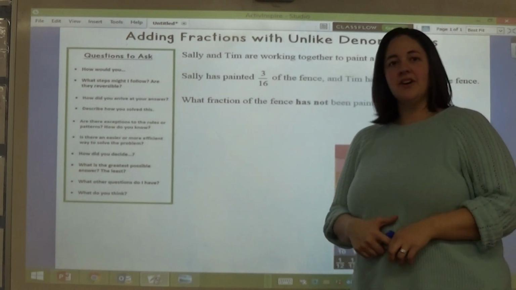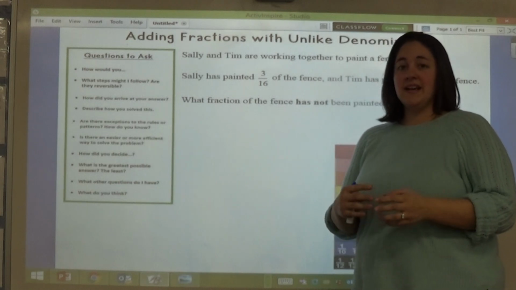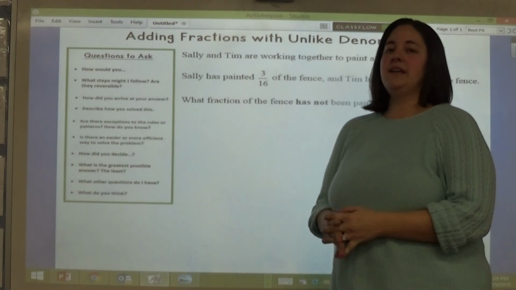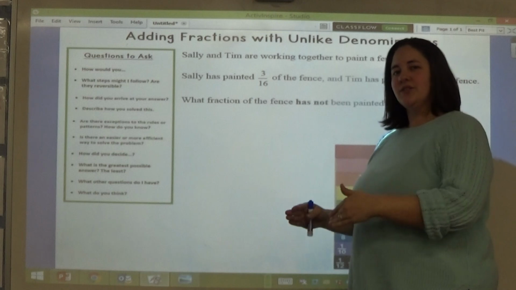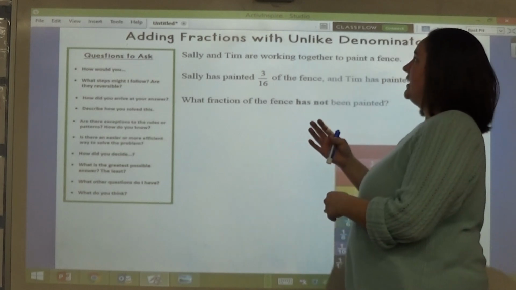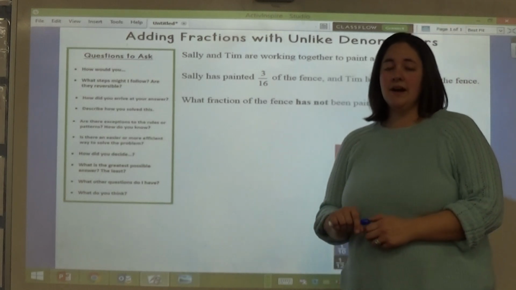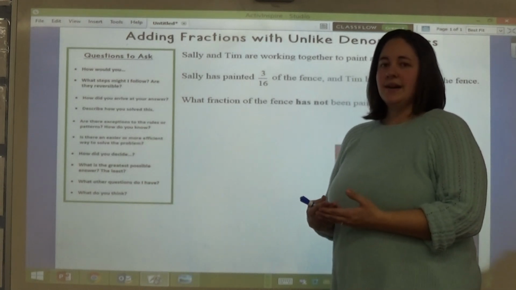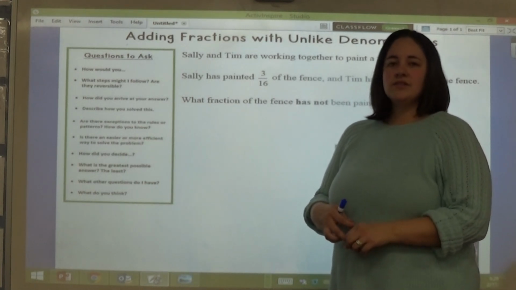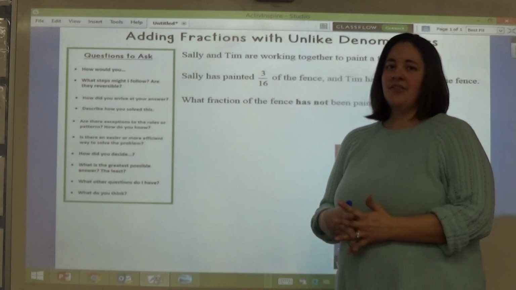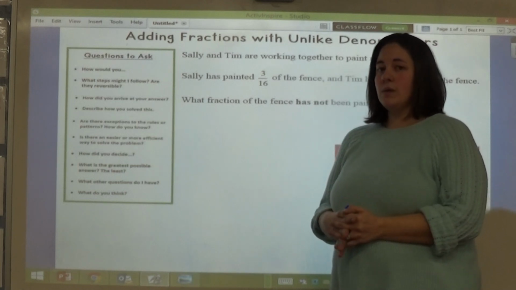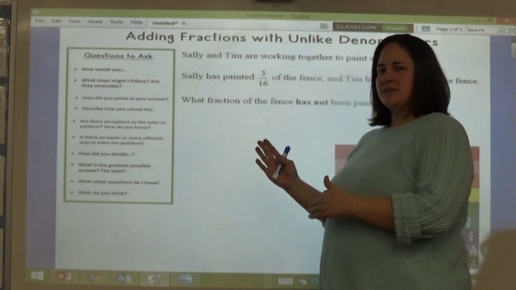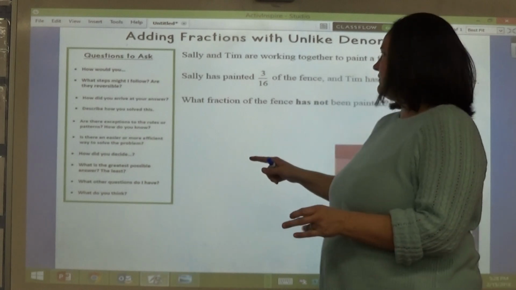You most likely saw a video about finding common denominators or finding like denominators. And so we're also going to find like denominators or common denominators with this example, but we're also going to add the fractions together. We also will end up subtracting the fraction from a whole, and it'll make more sense once we read the question. So let's go ahead and read it.